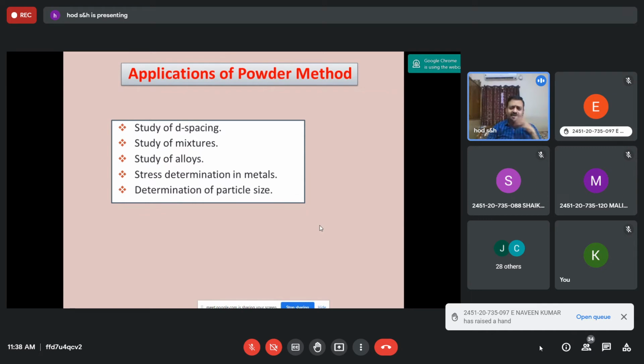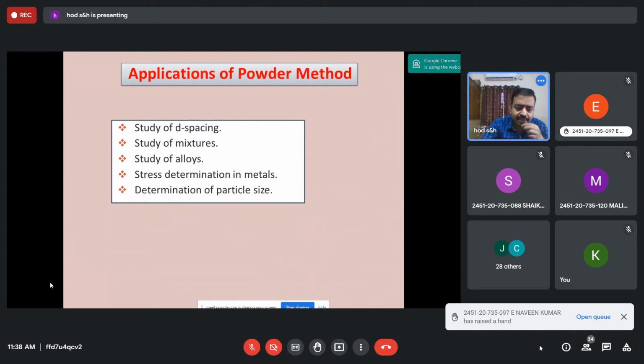So these are the top 3 essay questions you may get: 7 crystal systems, Bravais lattices, and the powder diffraction method. And short answers may be the definitions: space lattice, basis, and unit cell. Sometimes Miller indices or Bragg's law. So this you should read in this chapter.